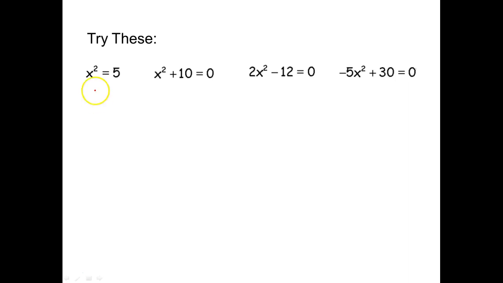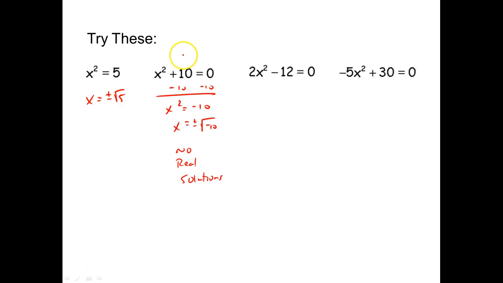Okay, to solve the first one, I would simply take the square root of both sides, so it would be plus or minus the square root of 5. In the second case, I'd subtract 10 from both sides. x squared equals negative 10. x is the square root of negative 10, which I can't do, so that would be no real solutions. If you can make this connection, this is shifted up 10, so it's not going to hit the x-axis because I have a positive a value. So there's no real solutions in this case.